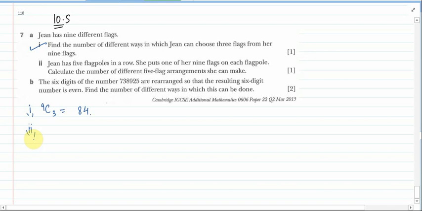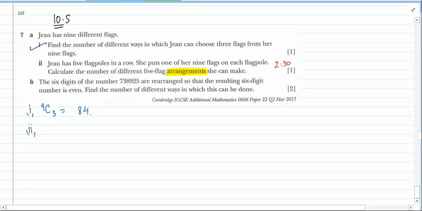Jean has 5 flagpoles in a row. She puts one of her 9 flags on each flagpole. Calculate the number of different 5 flags arrangements that she can make. Alright, so first you need to understand the question carefully. Give it a try by yourself. You have a time of 2.5 minutes. So start.